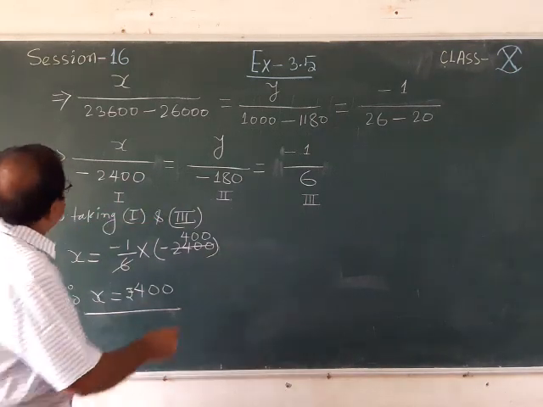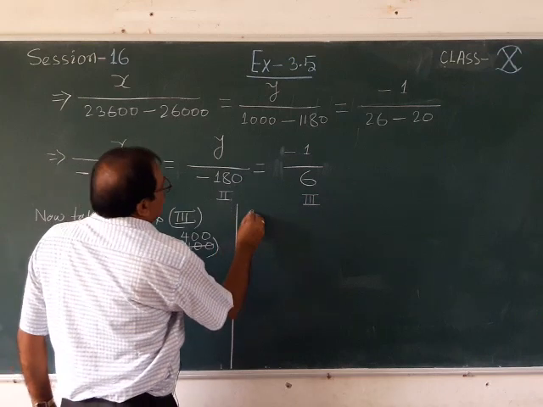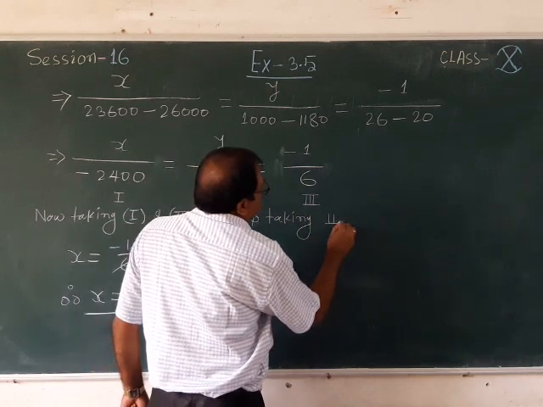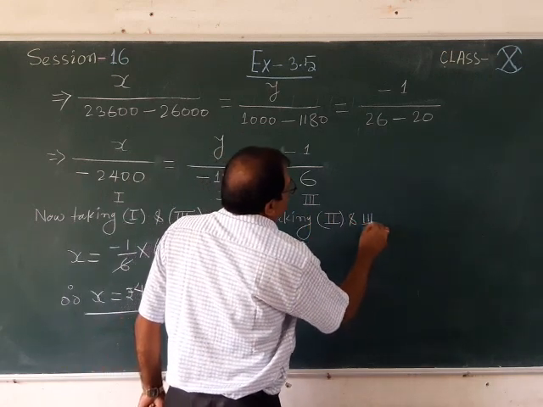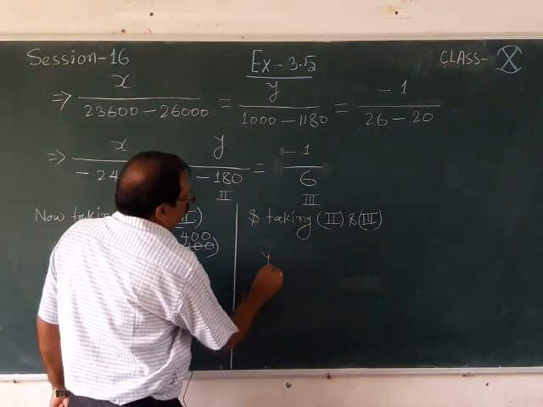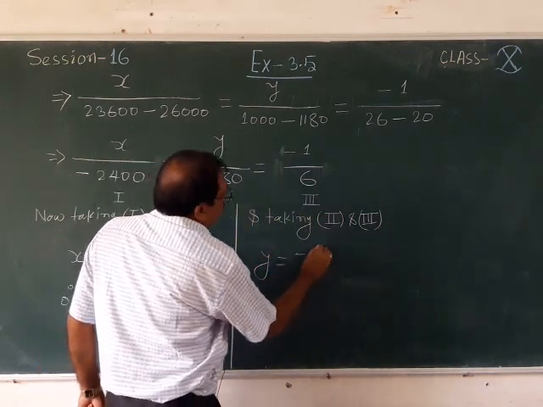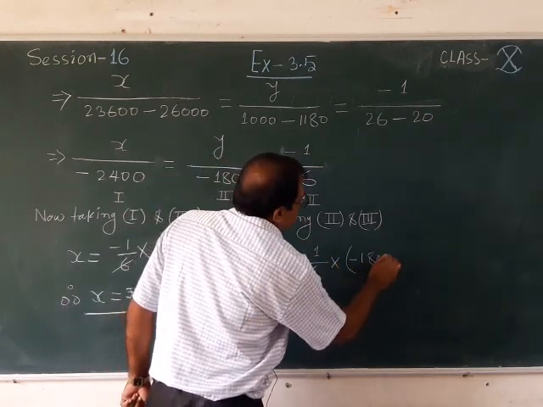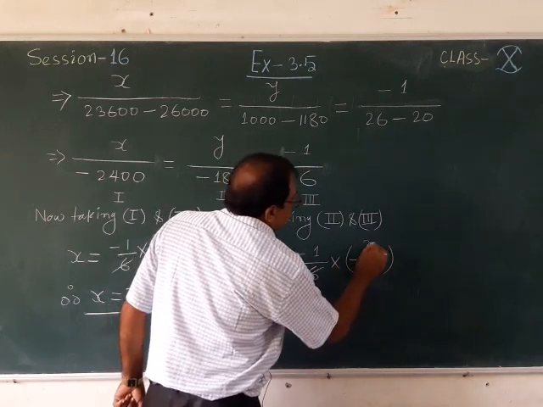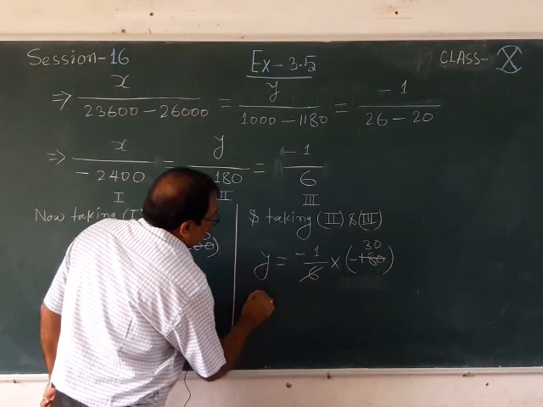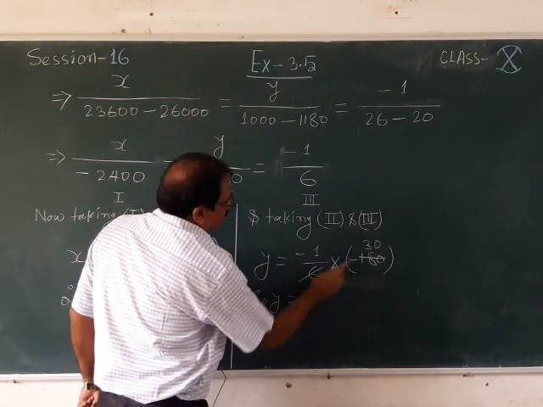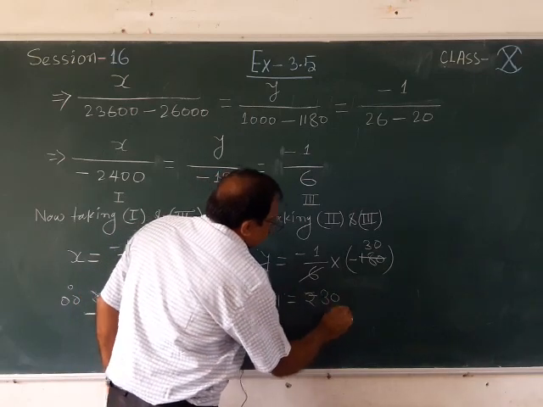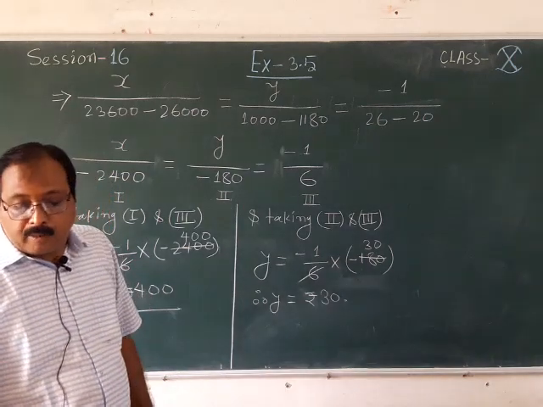Now if I take second and third, then the value of y will come. First I need to write 1 upon 6, then multiply it by minus 180. Like that 6 can cancel 18 3 times. Therefore, we are having y equal to minus minus plus, that is 30. That means it is rupees 30. That means the fooding charge per day is rupees 30.